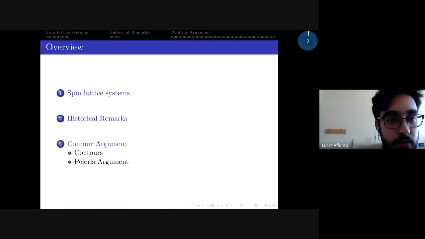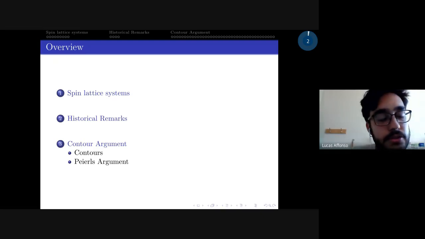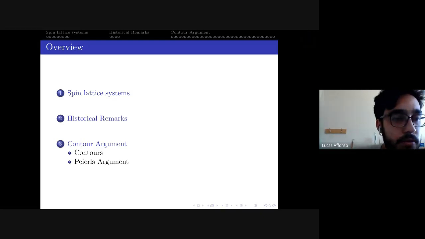And today, I intended to divide this talk into 3 parts. The first one, I will review some basic features about spin lattice models. After that, I will talk about some historical remarks on the problem of phase transition using contour arguments. And after that, I will give an explanation of these contours for the long-range case and also of the Peierls argument.